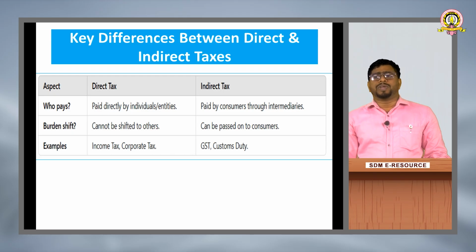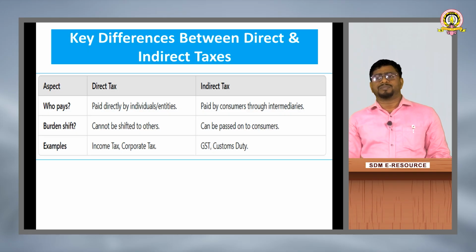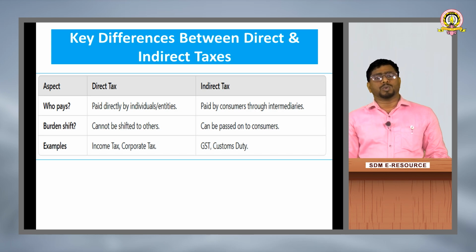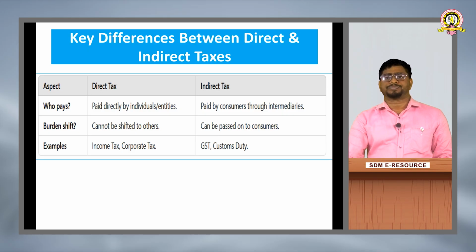Now let us see the difference between direct tax and indirect tax. Who pays direct tax and indirect tax? Direct tax is mainly paid by individuals and other business entities. Indirect tax is mainly paid by the consumer through the intermediaries, that is through the sellers or the businessman. Direct tax burden cannot be shifted to others, but indirect tax can be passed on to consumers. As I said before, examples of direct tax are income tax and corporate tax, and for indirect tax we have GST and customs duty.